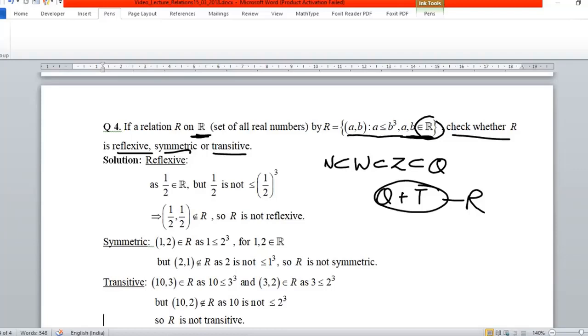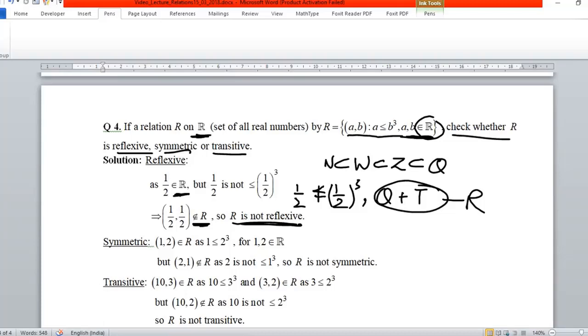Now as 1/2 belongs to the set of real numbers, but 1/2 is not less than or equal to (1/2) whole cube. Alright, so 1/2 is not less than or equal to 1/8. So (1/2, 1/2) does not belong to R, so this is not reflexive in nature.